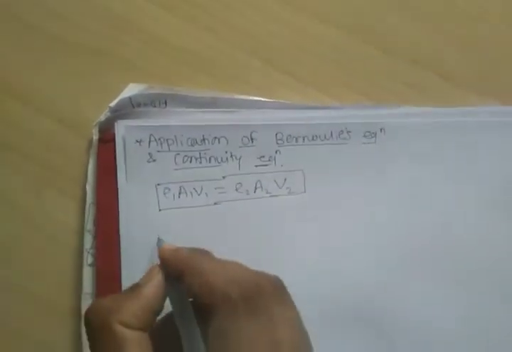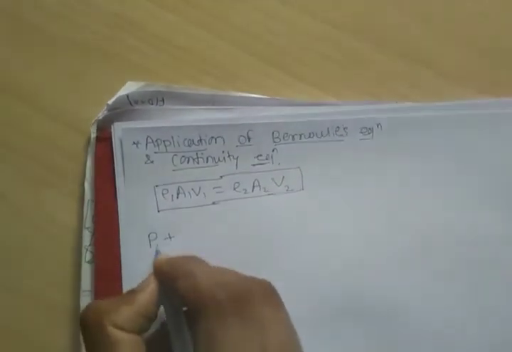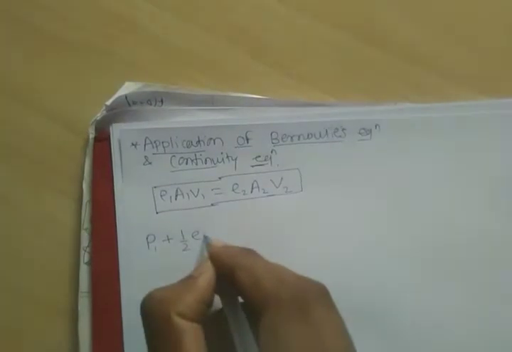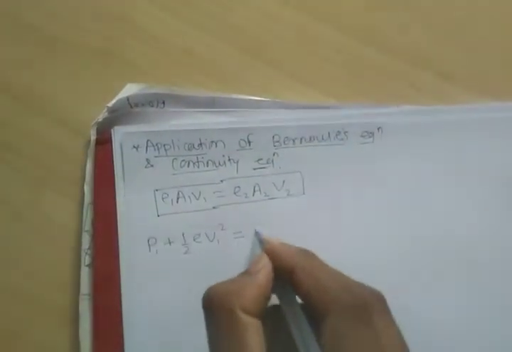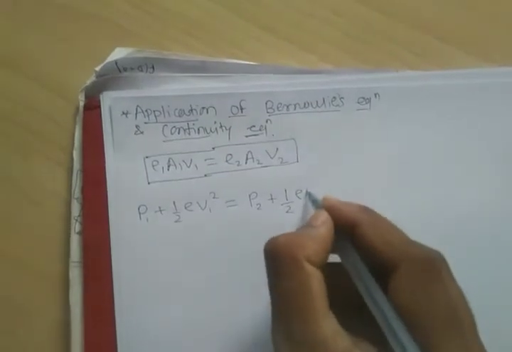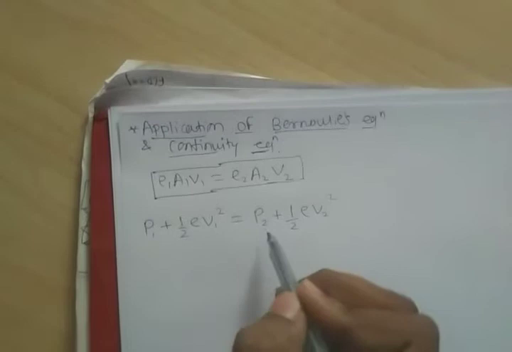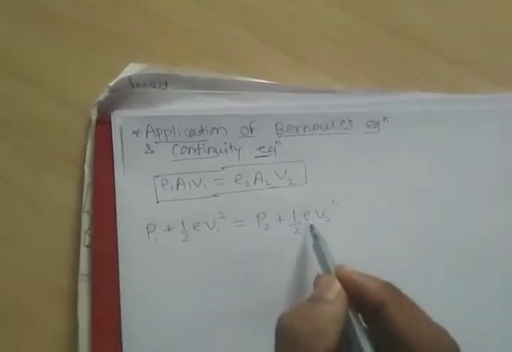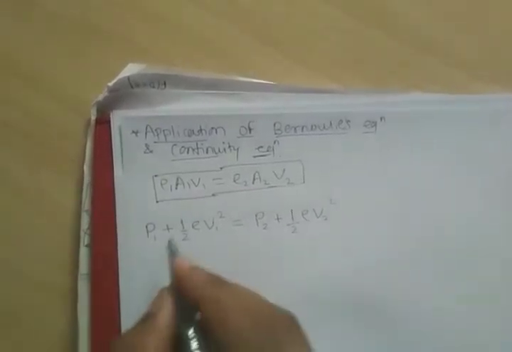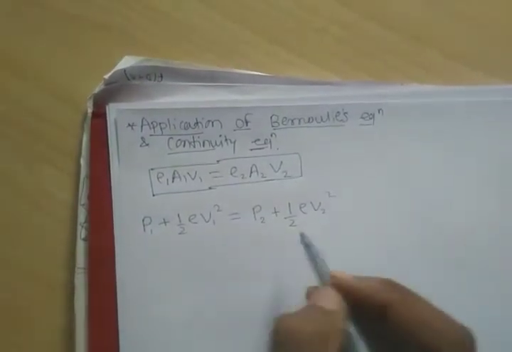The next equation is the Bernoulli equation, which is P1 plus half rho V1 square equal to P2 plus half rho V2 square. P1, P2 is the pressure at point 1 and 2. Rho is always constant because this is the subsonic flow, and V1, V2 is the velocity at point 1 and 2.